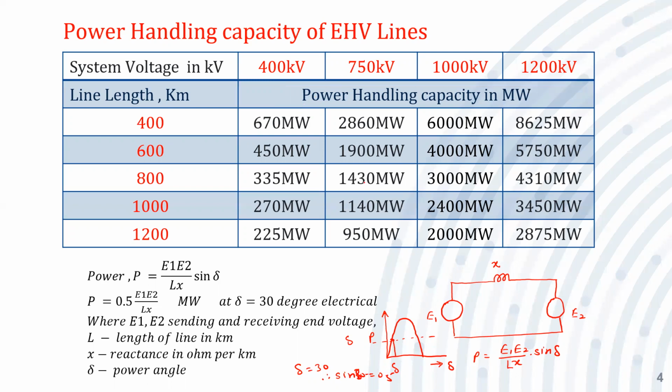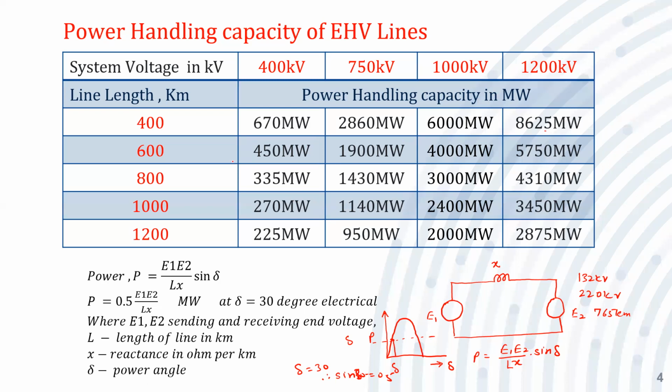Whereas if the system voltage increases, the same length of line can transmit 2860 megawatt. For 1000 kV it is 600 megawatt, and for 1200 kV it is 8625 megawatt. So the very clear conclusion is that if you increase the system voltage, say we are using 132 kV, 220 kV, 400 kV, and one more line has been erected in Maharashtra, 765 kV between Chandrapur and somewhere, the power handling capacity of the transmission line can be increased very fast.